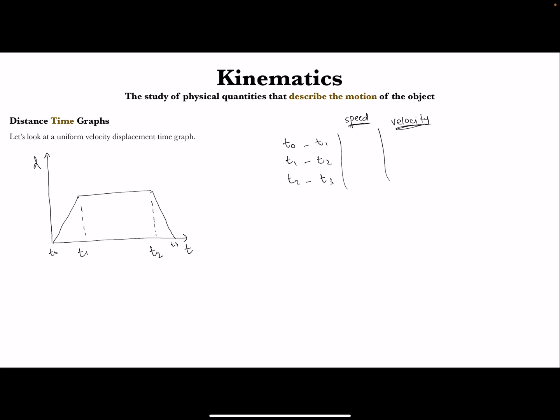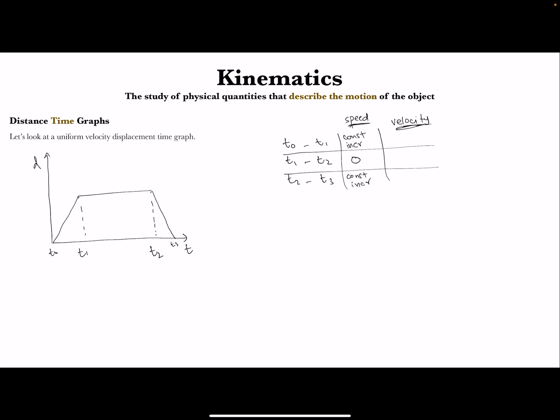So let's just look at speed first. From T0 to T1, we see that the gradient's constant. So the speed is constantly increasing. Then from T1 to T2, well, look at this. We move up, and then from T1 to T2, it just stays there. So the speed is 0. And then from T2 to T3, it starts moving down. And so it's constantly increasing again.